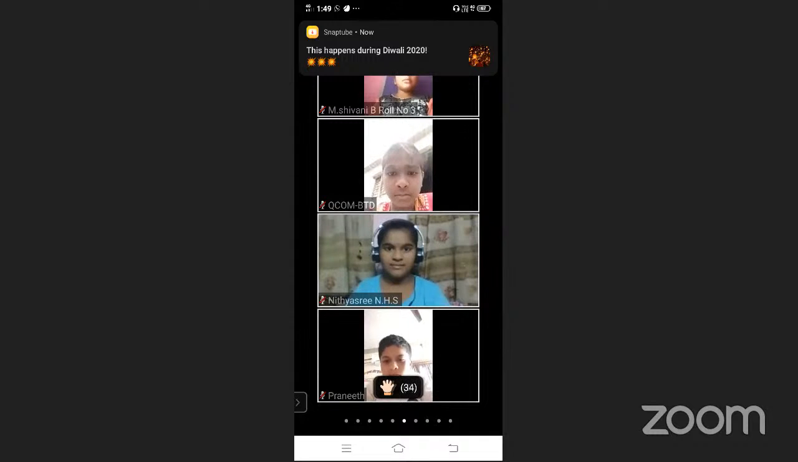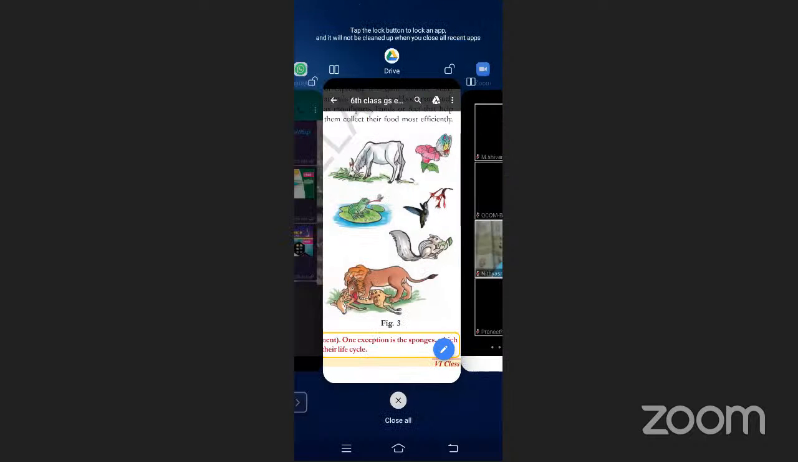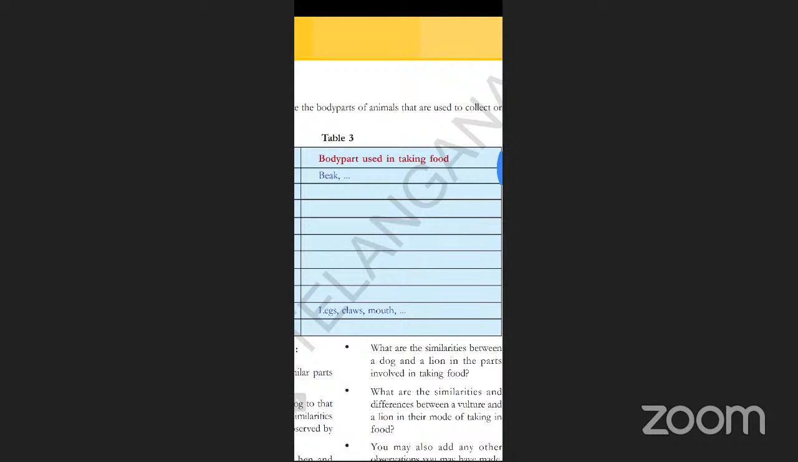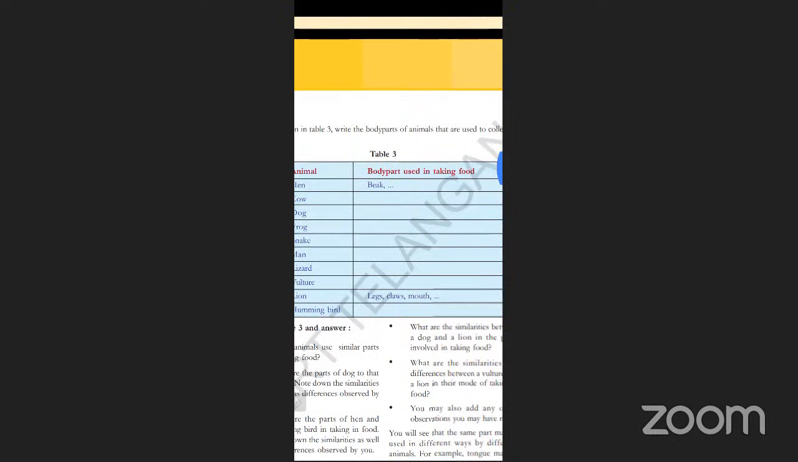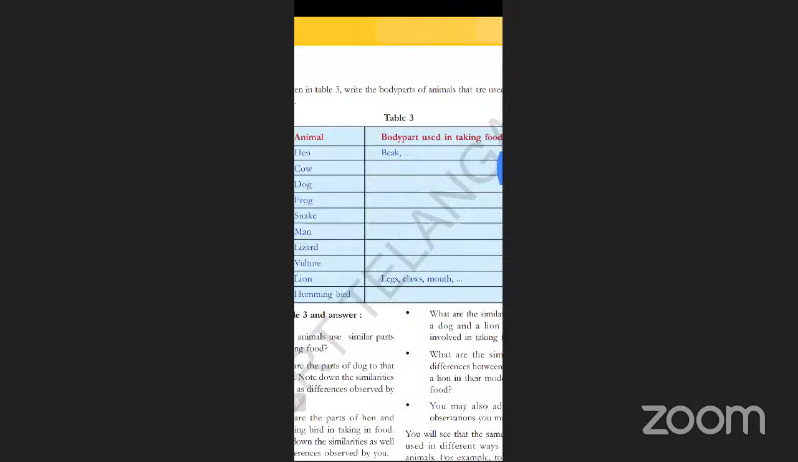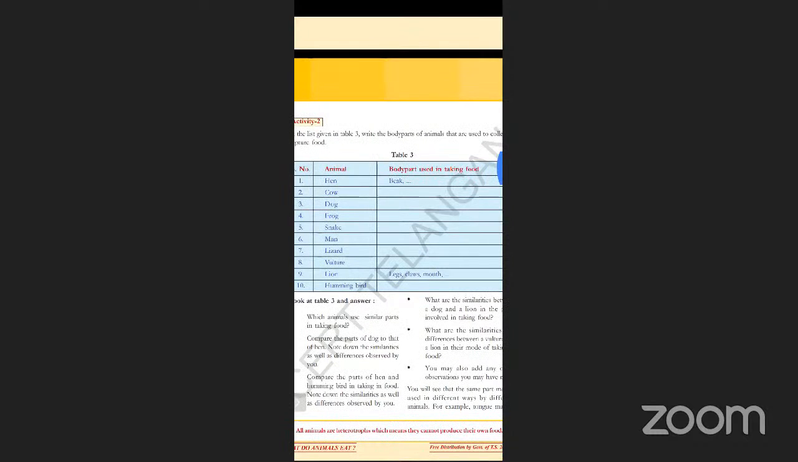Now, all of you copy this table. This is homework for you. You understood that the collecting and capturing of the food is different from animal to animal. You only said that. So all of you write this format now. Serial number, animal, and body part used in taking food. All of you write this.